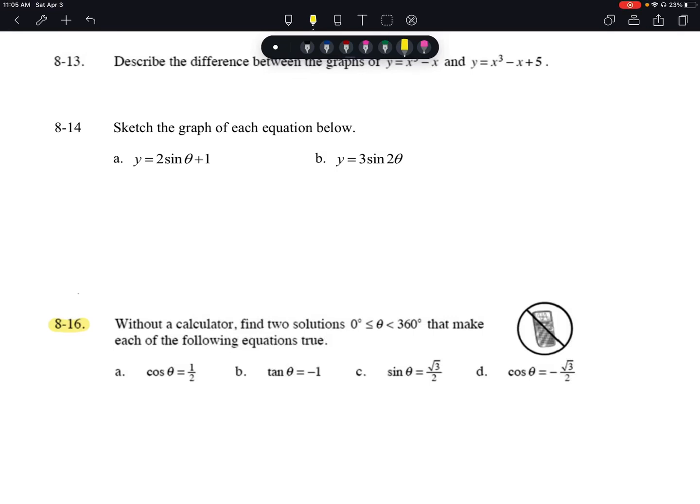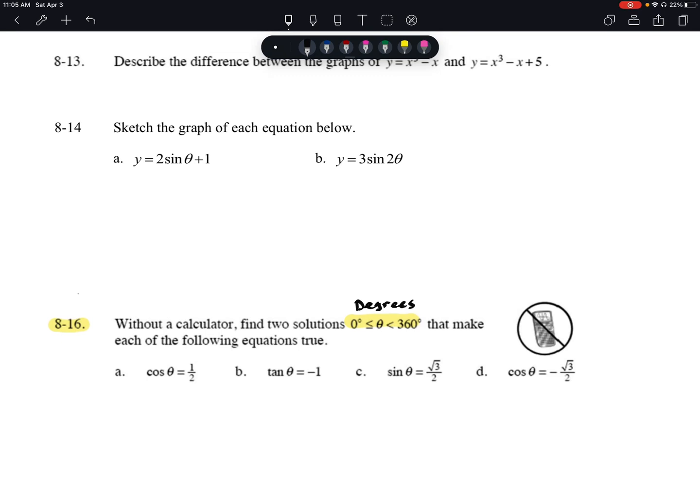This is the homework video for problem 8-16 from the H8-1 homework assignment. The directions state, without a calculator, find two solutions from 0 to 360 degrees that make each of the following true. So this tells us that we are working in degrees right now. We don't want to give radians for our answers.